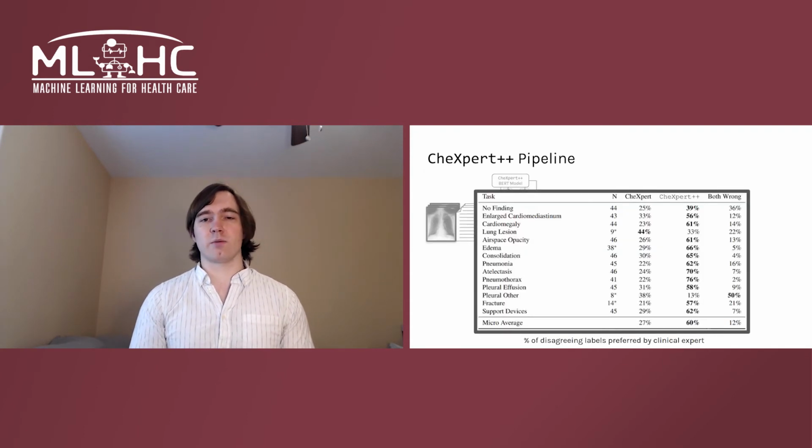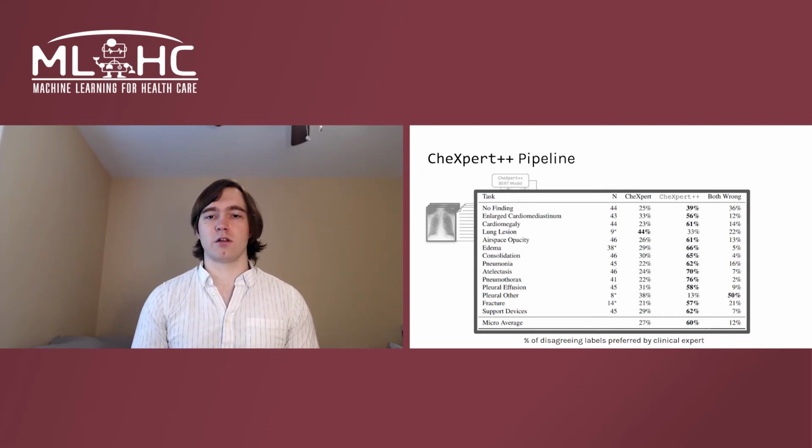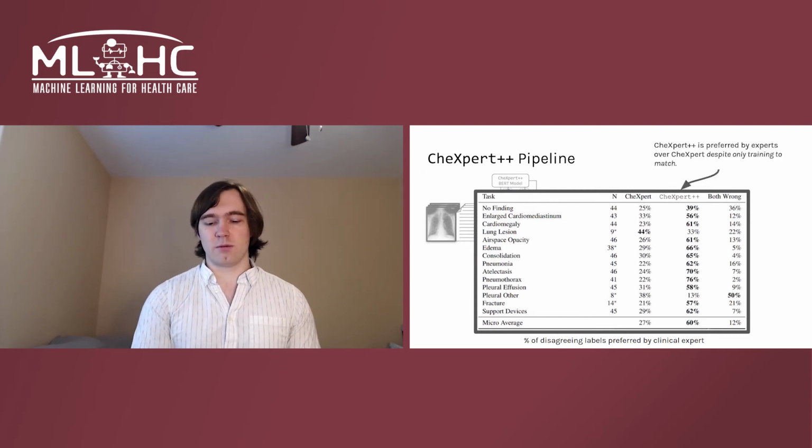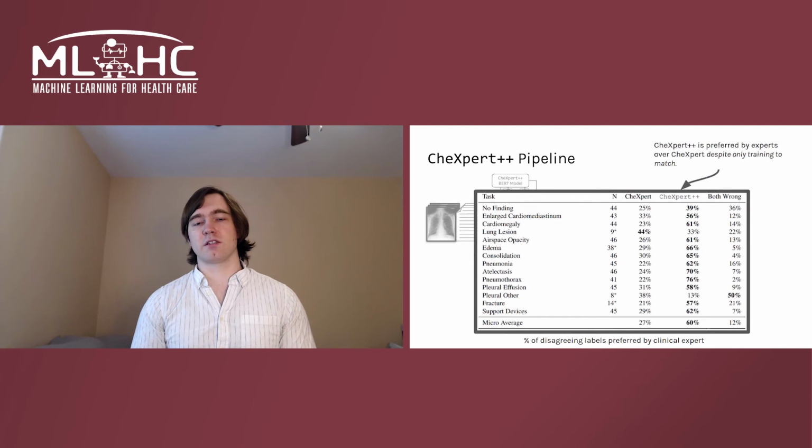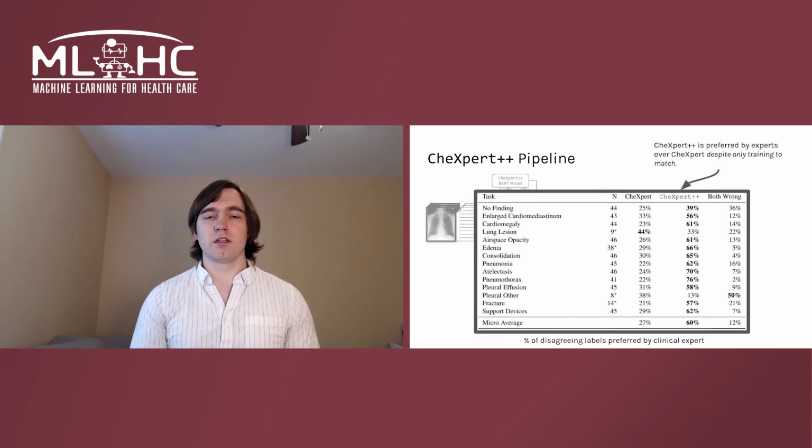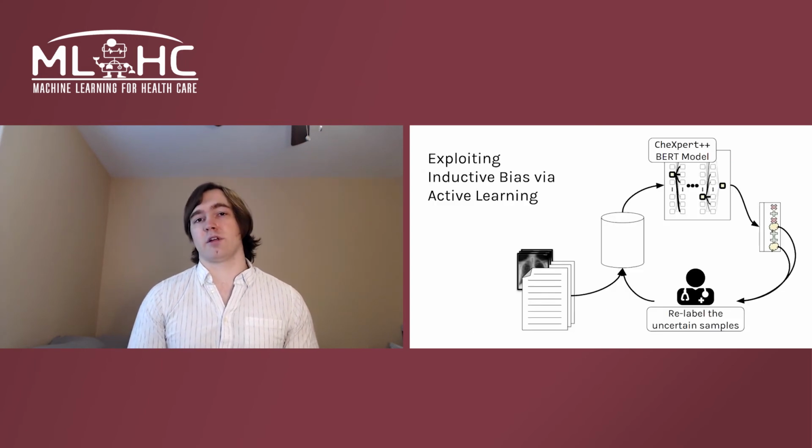And surprisingly here, we find that CheXpert++ is actually preferred over the source CheXpert model on average across almost all of our diseases. And this is true despite the fact that CheXpert++ is trained strictly to mimic CheXpert. This demonstrates there's a lot of inductive bias going on in the training of CheXpert++ or the use of a pre-trained clinical BERT model. And that inductive bias actually suggests that we should look at something like active learning to leverage that property to improve performance overall.